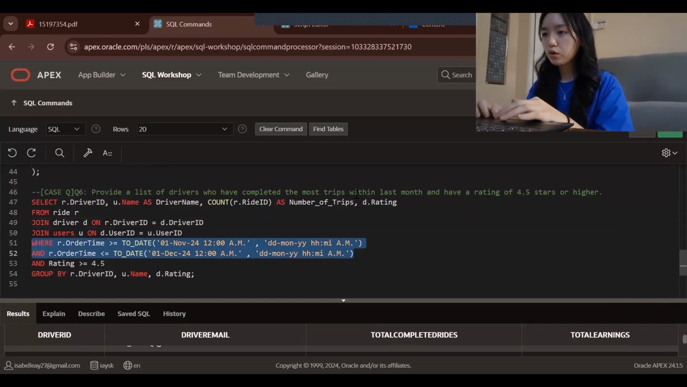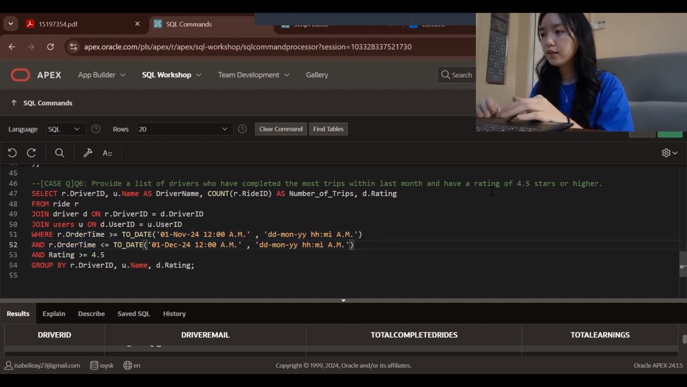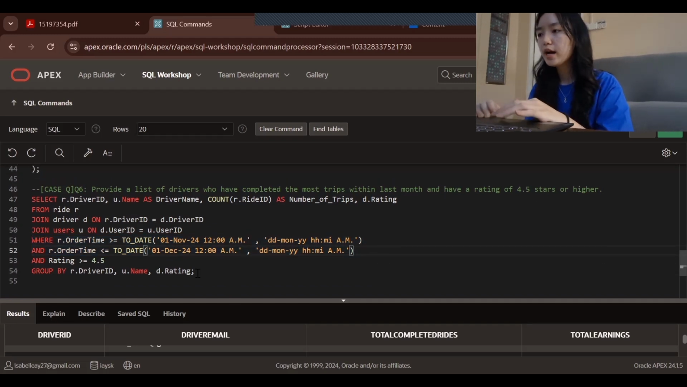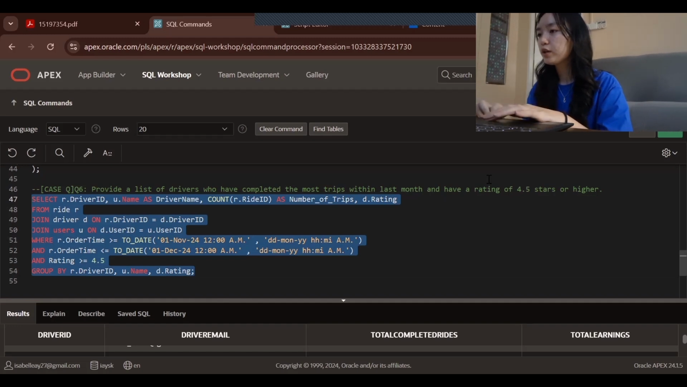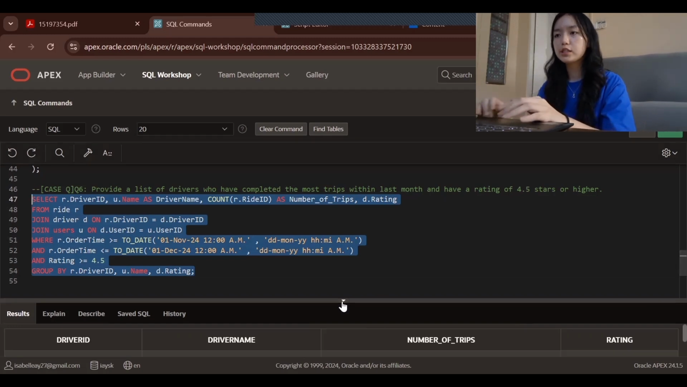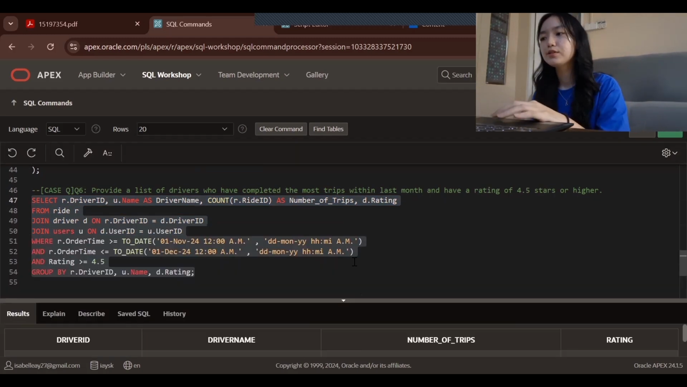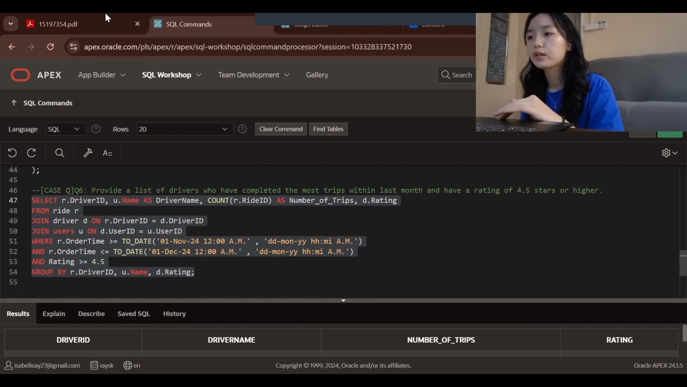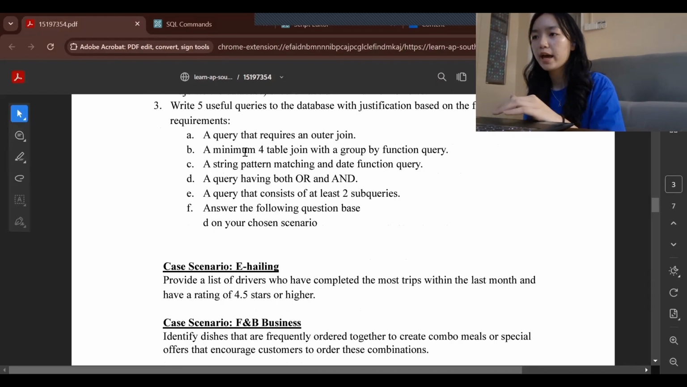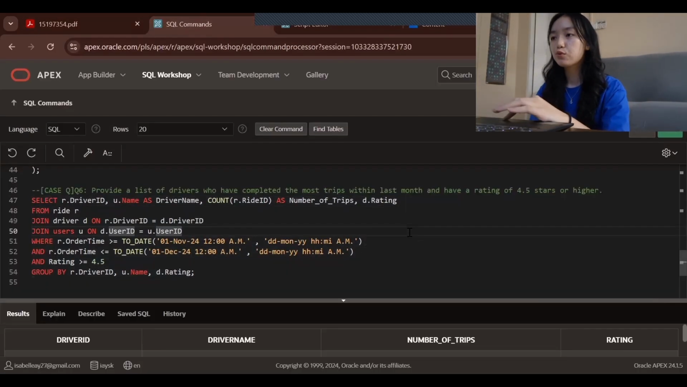And next we have this where for the completed the most trips within the last month, it's from November to December. Right, okay. And then finally the rating 4.5 stars or higher, grouped by non-aggregated attributes. So let's just run it very quickly to check. No bugs. Yes, so that is it. That's SQL queries A, B, C, D, E, F for our project, and that concludes the section for the SQL query demonstration.